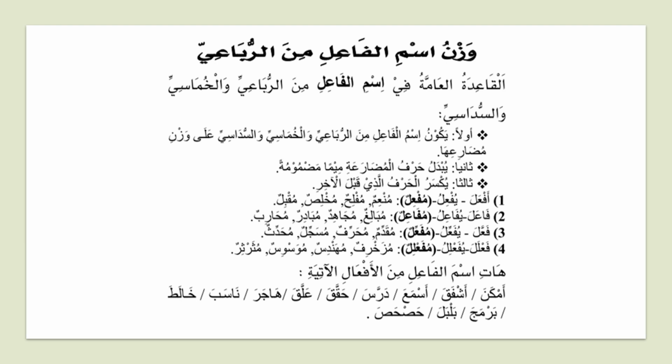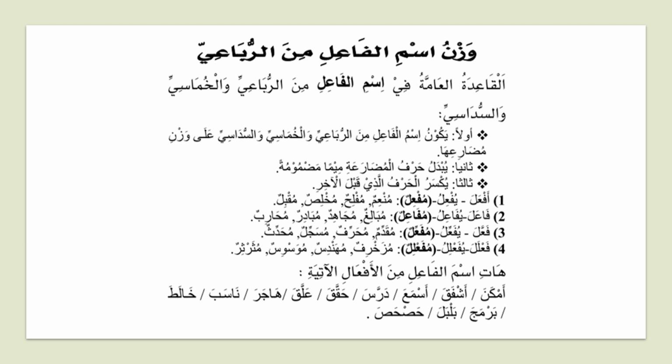The ruba'i, he's going to give us al-qa'idah al-'ama. So when it says qa'idah al-'ama, it is a general principle for whoever follows. So here we have a general principle في اسم الفاعل من الرباعي والخماسي والسداسي. So whatever comes after this is everything for the ruba'i, the khumasi and the sudasi. How many points? We've got 3 that we need to follow. أولا, the first, يكون اسم الفاعل من الرباعي والخماسي والسداسي على وزن مضارعها. So this makes it easy for us.